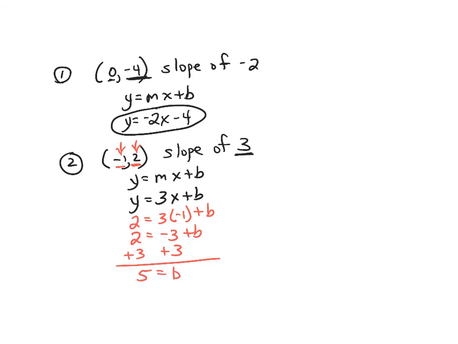So now I know everything that I need to know in order to give the equation of the line. I know what the slope is. The slope is 3. I know what the y-intercept is. The y-intercept is 5. So the equation of my line is y equals 3x plus 5. And all I did was I went through and did some algebra in order to do that.